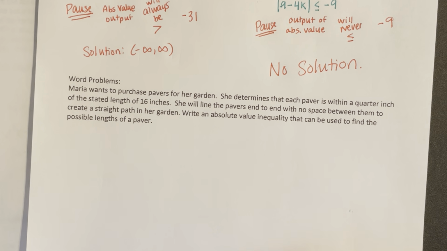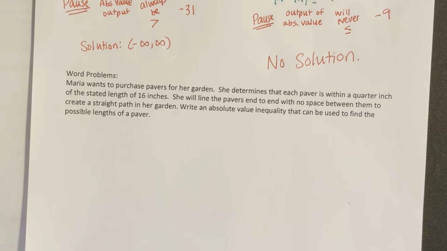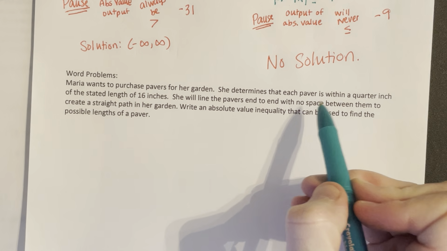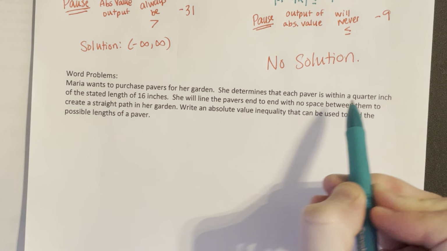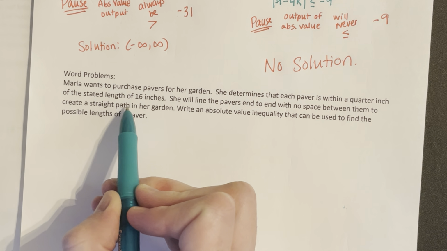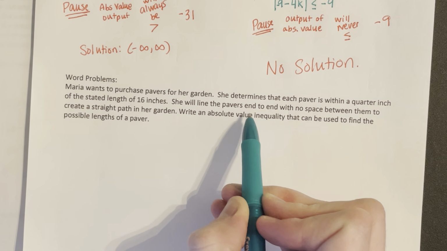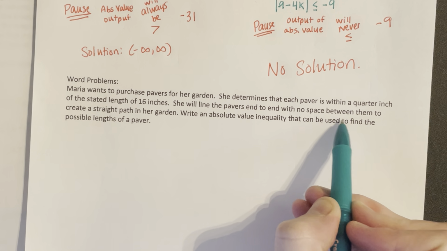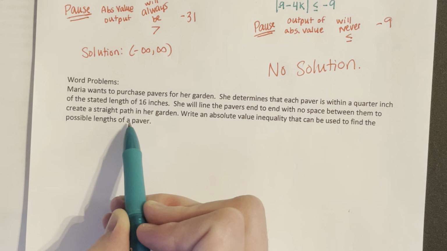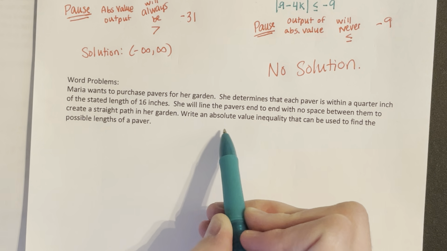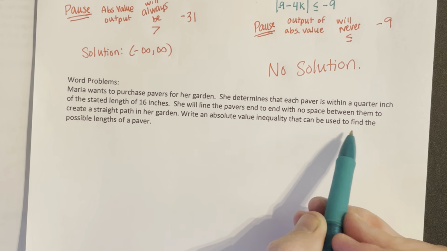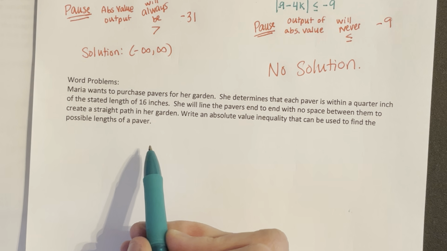All right, the last thing we have here are just some word problems. It says that Maria wants to purchase pavers for her garden. She determines that each paver is within a 1/4 inch of the stated length of 16 inches. She will then line the pavers end to end with no space between them to create a straight path in her garden. Write an absolute value inequality that can be used to define the possible lengths of pavers.